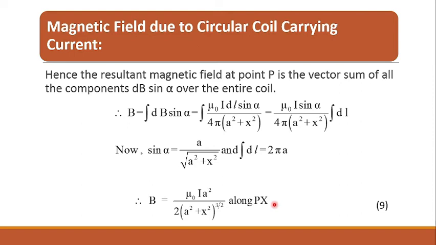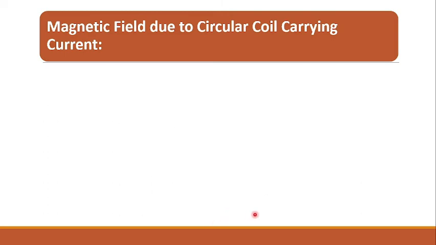which is directed along Px. So this 3 by 2 comes from these two terms, a square plus x square and the square root of a square plus x square. So (a square plus x square) raised to 1 into (a square plus x square) raised to 1 half will give us (a square plus x square) raised to 3 by 2. Also H, that is magnetic field strength, is equal to B upon mu 0, which is equal to I a square upon 2 (a square plus x square) raised to 3 by 2.